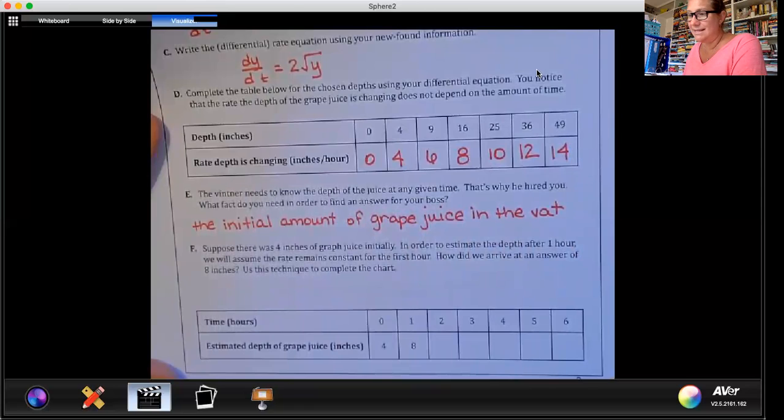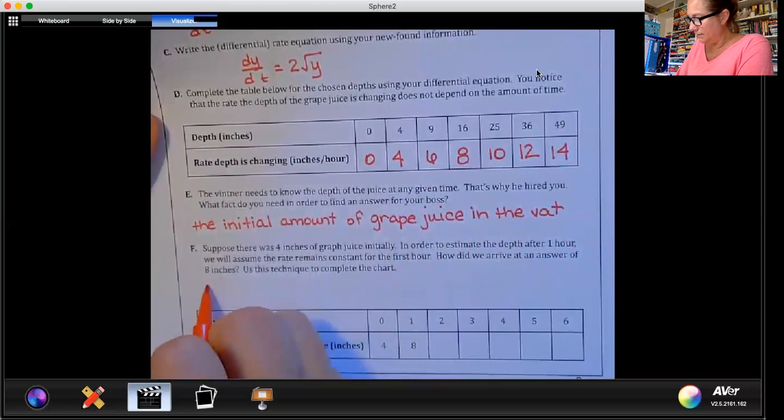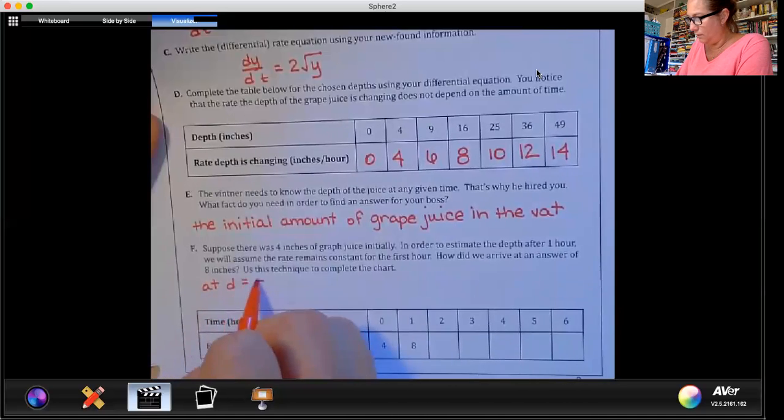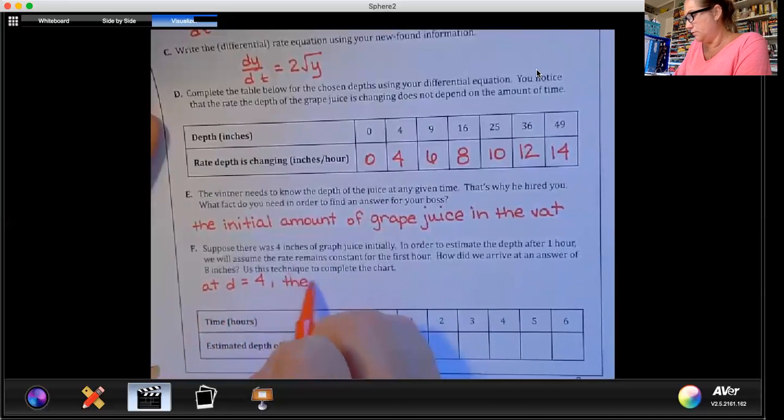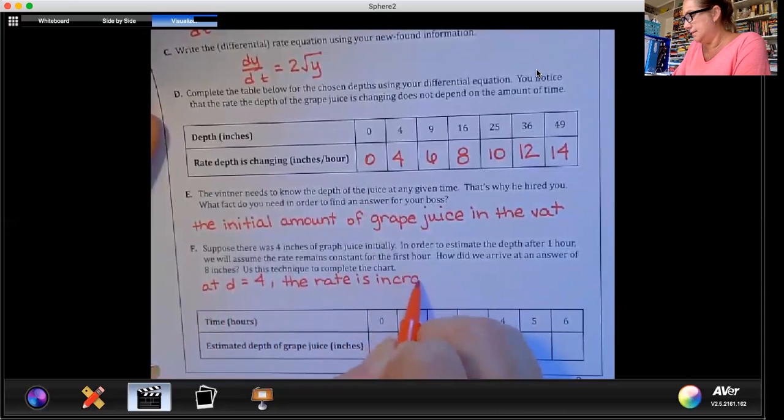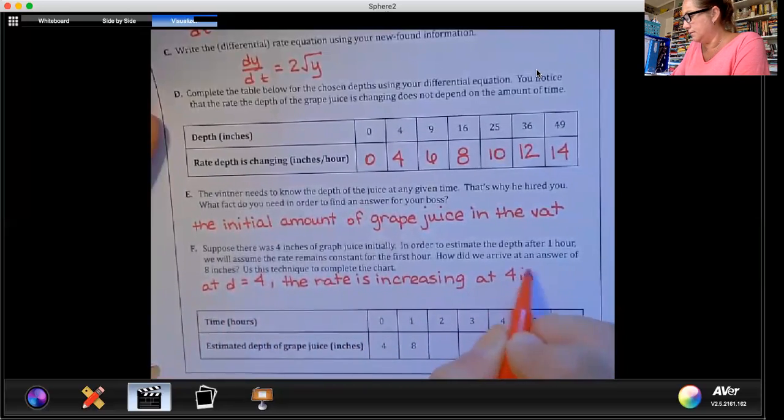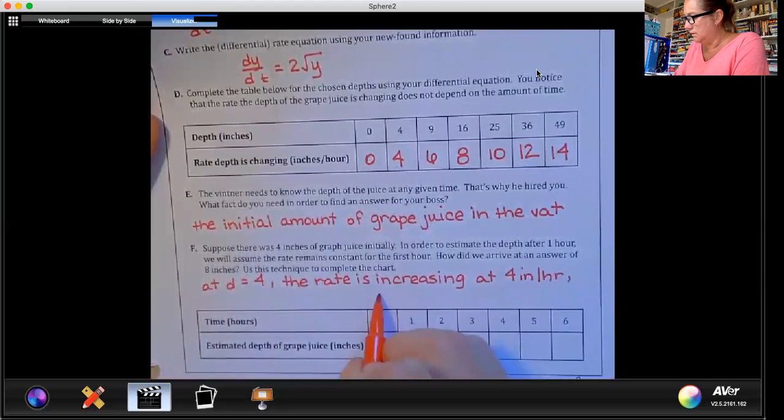In order to estimate the depth after 1 hour, we will assume the rate remains constant for the first hour. How did we arrive at an answer of 8 inches? So they're telling you the answer. Now you have to say how you got it. Use this technique to complete the chart. Okay, so at a depth of 4, the rate is staying the same at 4 inches per hour. That's what it told us initially. So 4 plus 4 equals 8.